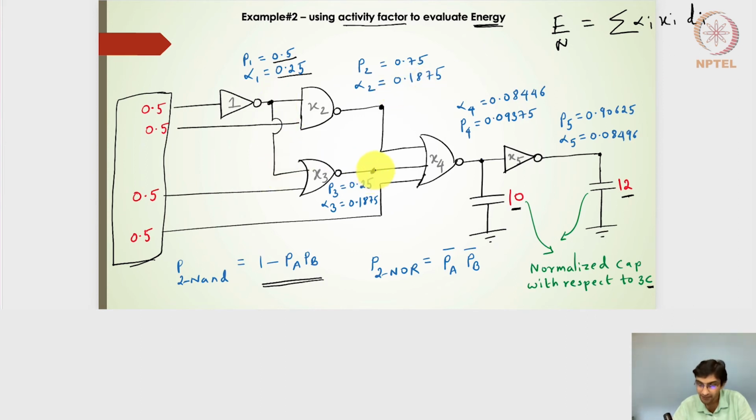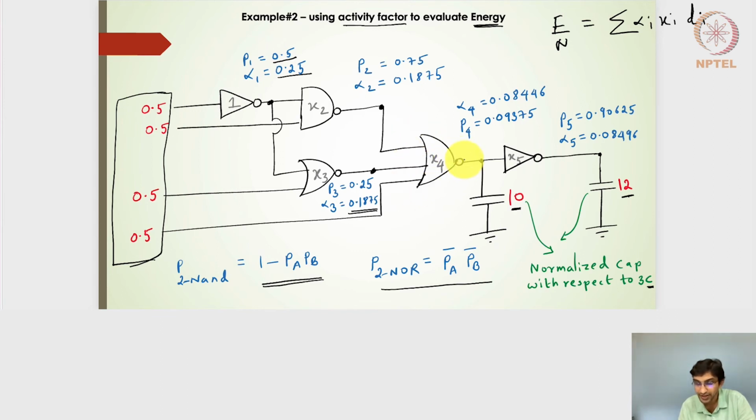For the NOR gate, if I want to find out the activity factor of this, I know the probability coming at the input side and the probability coming on the other input. So the probability at the output of the 2-input NOR gate is given by this particular expression. So it turns out to be nothing but PA bar, which is 0.5, multiplied by PB bar, 0.5, so 0.25, and its activity factor will be nothing but 0.1875.